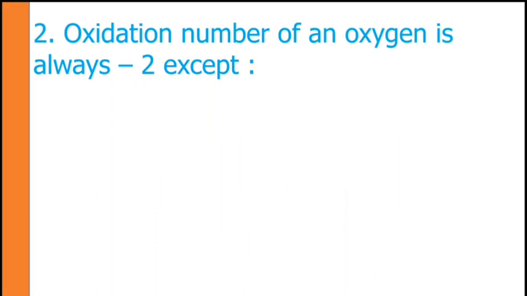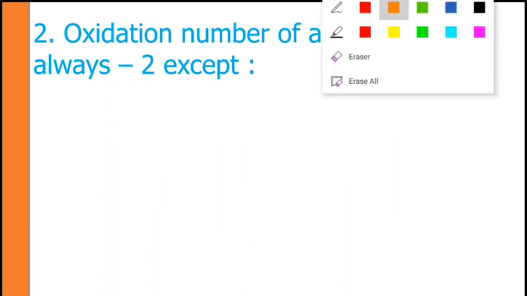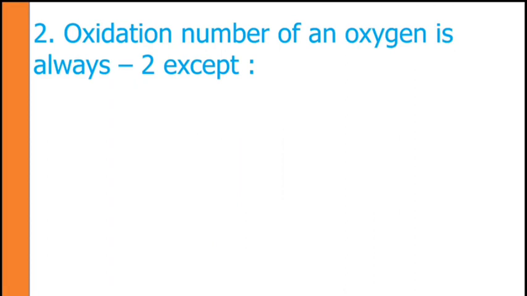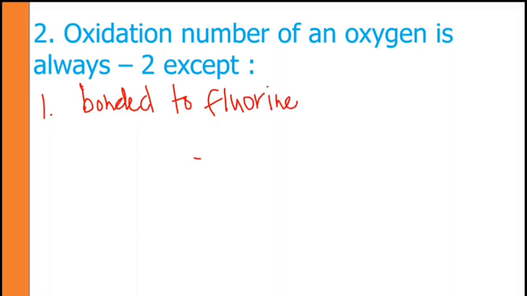That's the first rule. The second rule says the oxidation number of oxygen is always -2, except, the first exception is when oxygen is bonded to fluorine. Now, you'll appreciate that fluorine is the most electronegative element that we know right now. So when oxygen is bonded to fluorine, the oxygen will have to behave like it's the cation in this case. For example, look at this compound OF2.